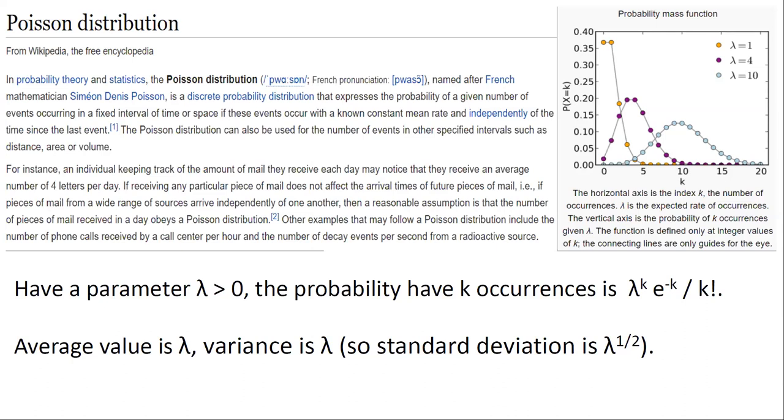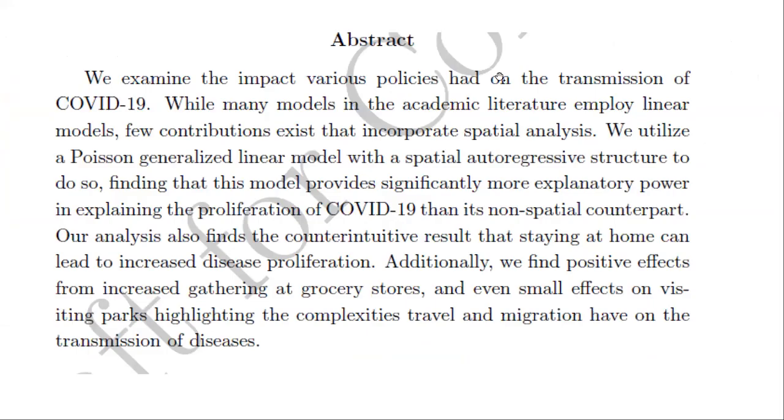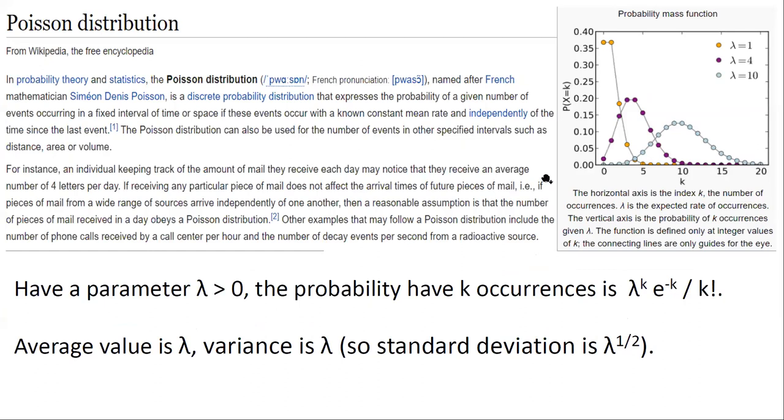So for probabilities, the Poisson distribution is characterized by one parameter lambda, which is greater than zero. And the probability that you have k occurrences of something is lambda to the k, e to the negative lambda, divided by k factorial. So k factorial is the product of all the numbers from k down to one, and we define 0 factorial to be 1.